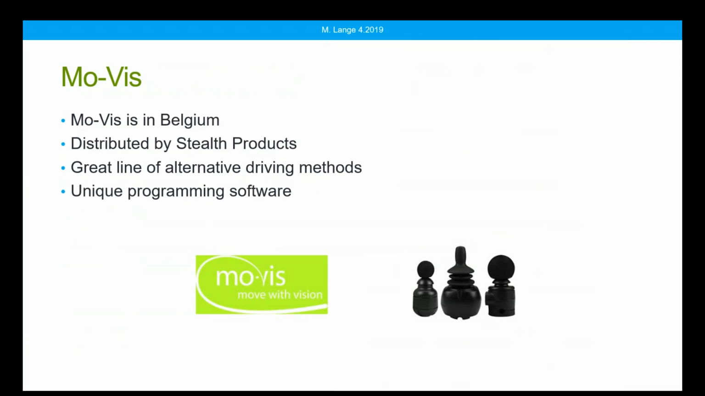So as I mentioned, Movis is in Belgium and is distributed by Stealth Products here in the United States. They have a number of alternative proportional controls, and we'll be discussing those throughout this course here today. Again, they do also come with their own programming software, so additional programming changes can be made on top of, in addition to, the manufacturer electronics programming.